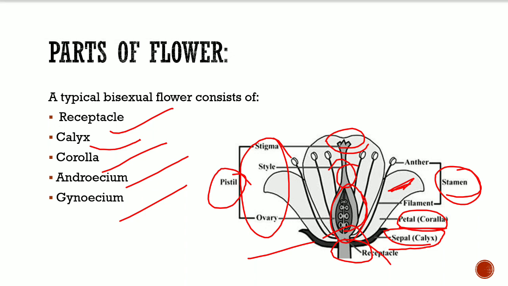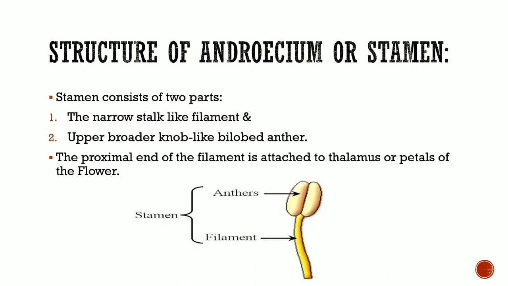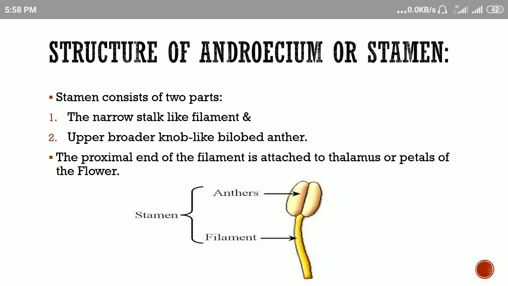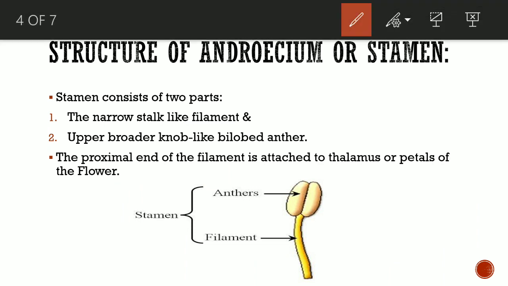Now we will study about the male reproductive system or androecium of the flower. Androecium is the male reproductive system of the plant or flower. Now the structure of androecium or stamen. Stamen consists of two parts. First one is narrow stalk like filament and upper broader knob like bilobed anther.